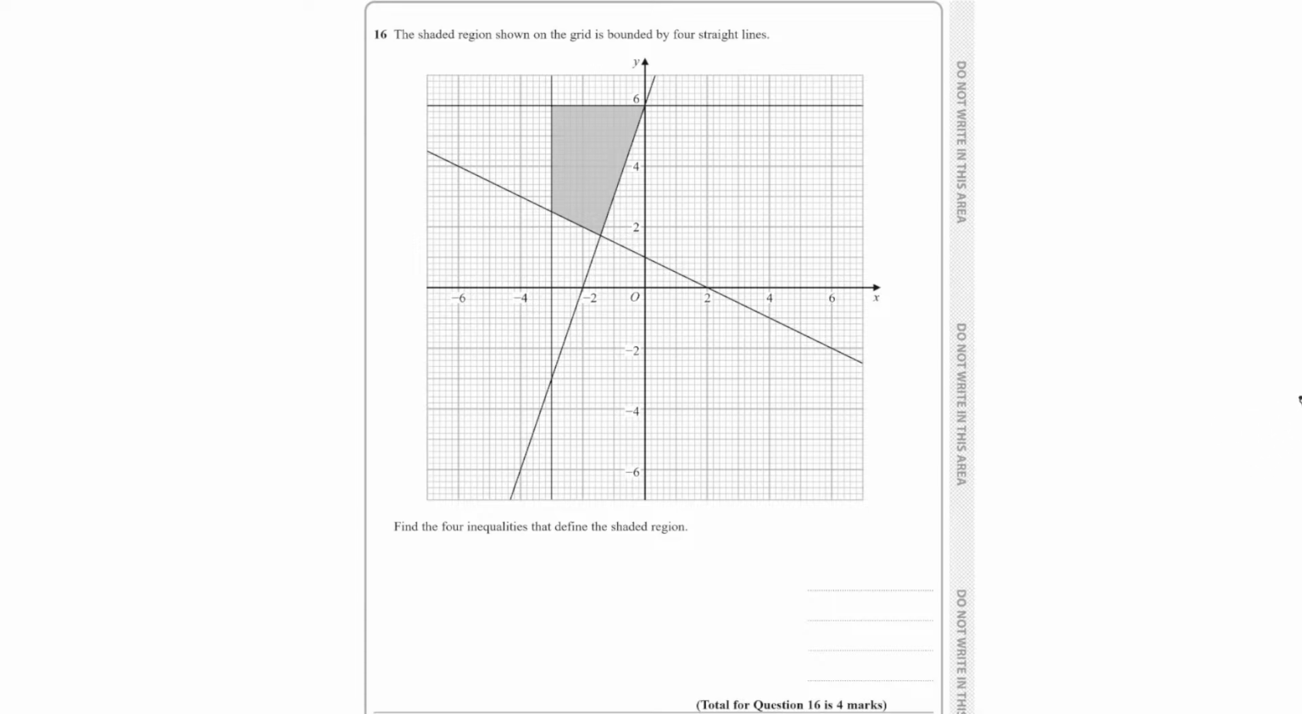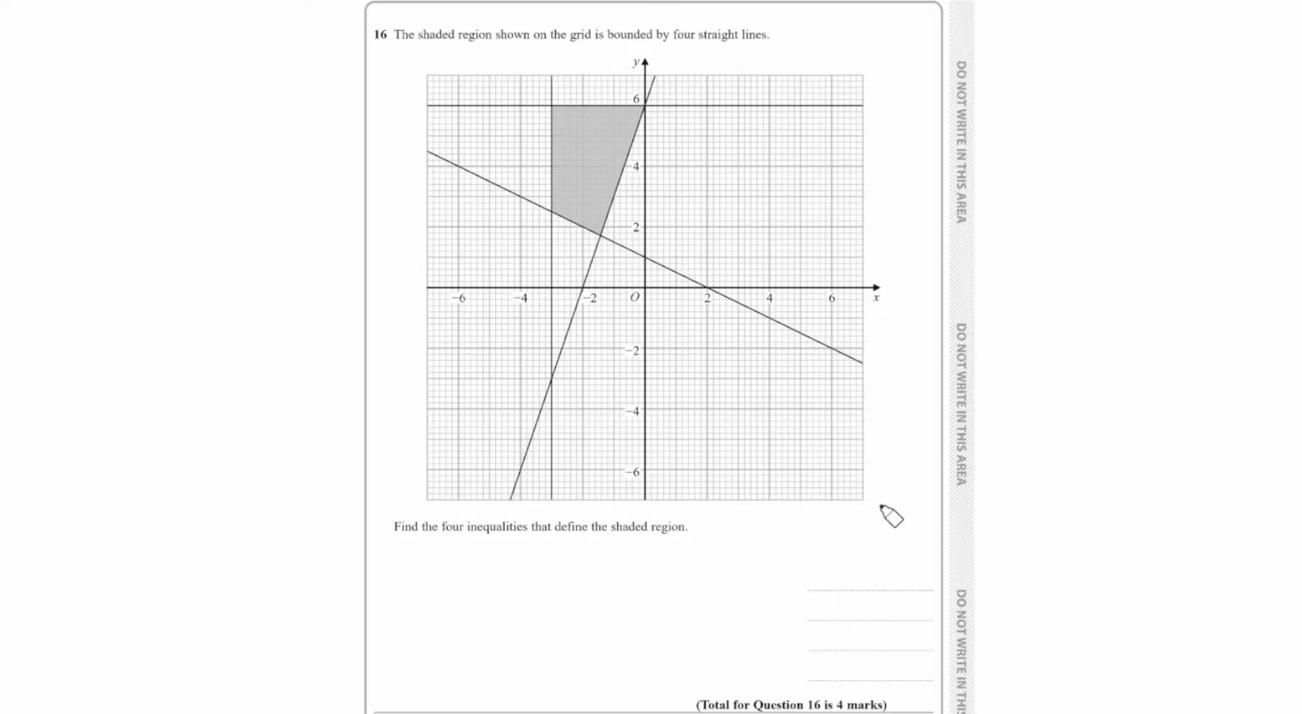Question 16, we've got regions and inequalities, but kind of the opposite way around. They've actually drawn them for us, and we need to find the original inequalities. The shaded region shown on the grid is bounded by 4 straight lines. Find the 4 inequalities that define the shaded region. 2 of them are kind of nice to start with.